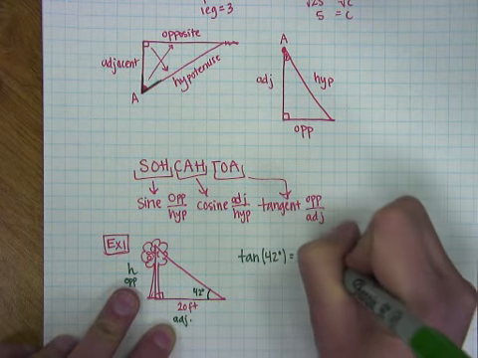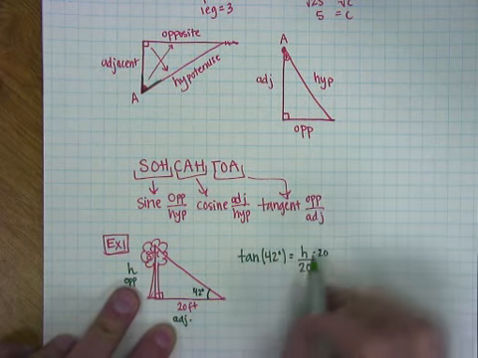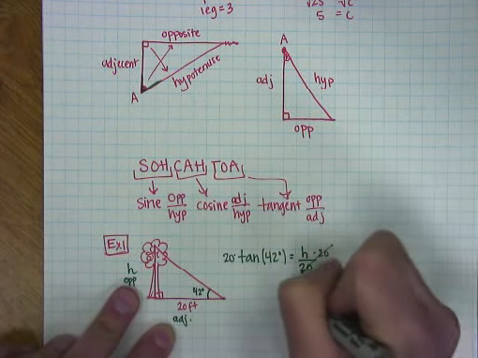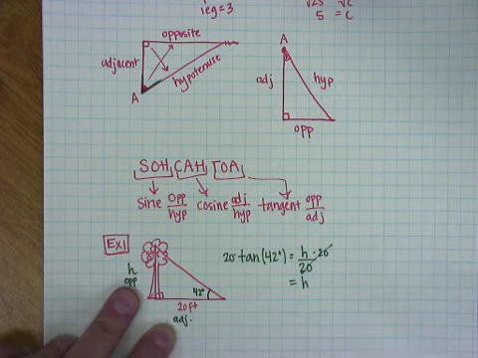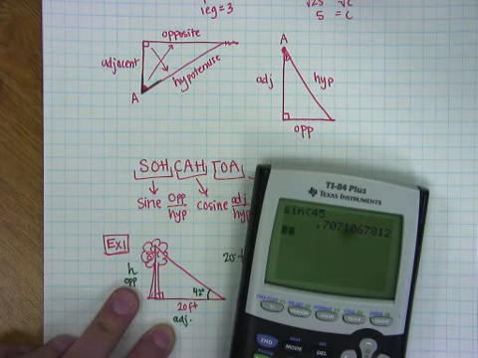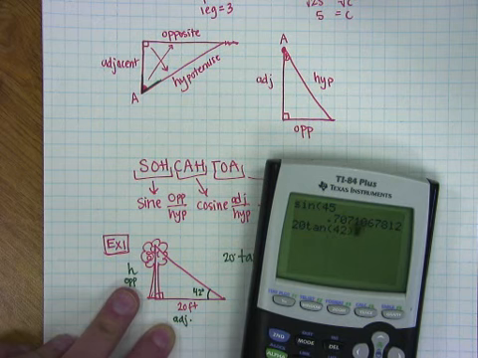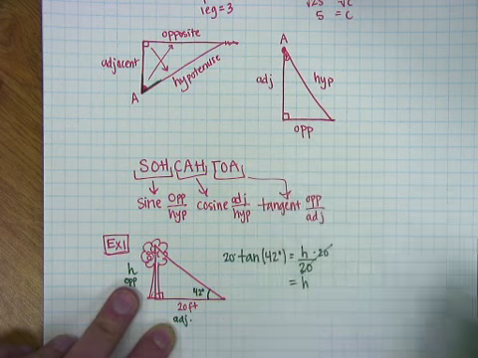If I multiply both sides by 20, because multiplication cancels out division, these 20s cancel out, and I have h by itself. And then on my calculator, I can type in 20 tangent of 42 and hit enter, and it's going to give me the height of my tree. My tree is pretty much 18 feet.